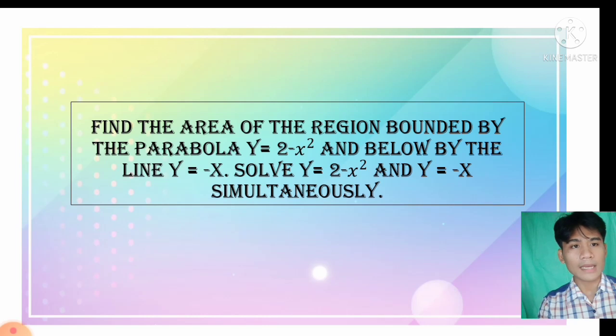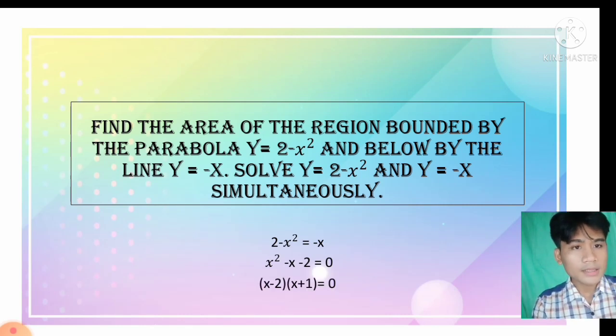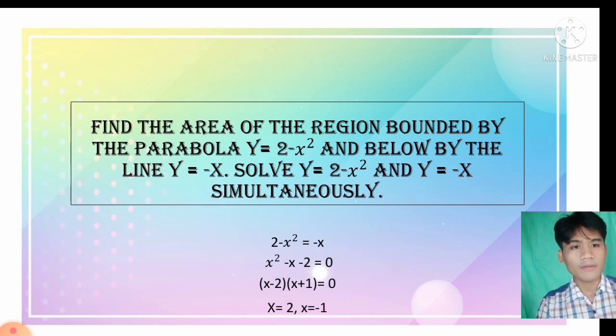Solve y is equal to 2 minus x squared and y is equal to negative x simultaneously. So we came up with 2 minus x squared is equal to negative x. Applying the additive inverse, we came up with x squared minus x minus 2, which is good for factoring. So we came up with the factors x minus 2 and x plus 1 is equal to 0, for us to find the value of x. So we came up with x is equal to 2, and the other x is equal to negative 1.